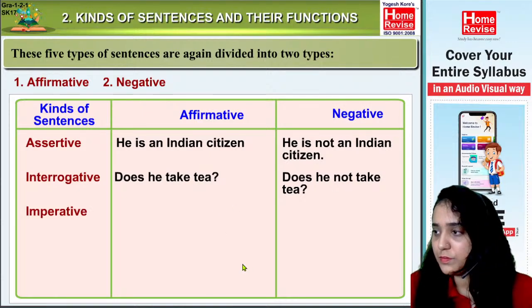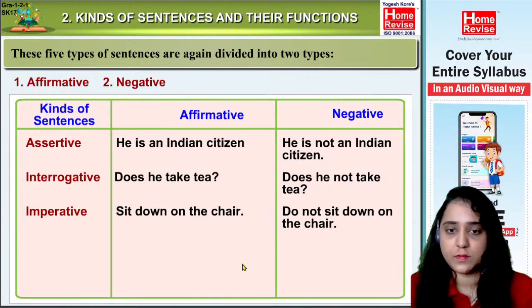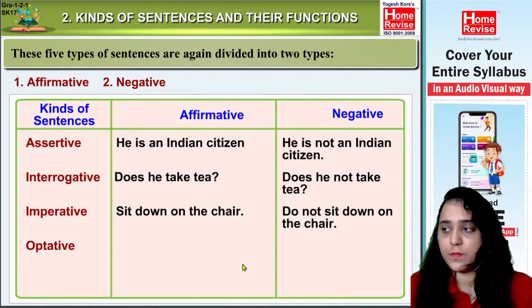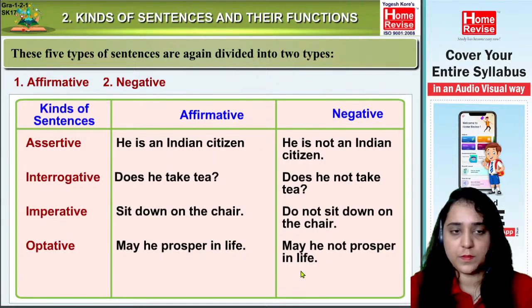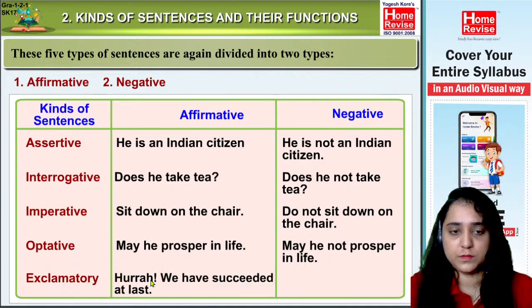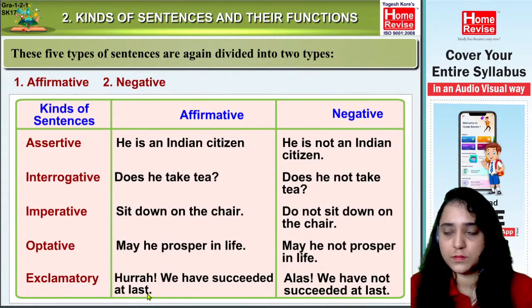Imperative, affirmative: Sit down on the chair. Imperative, negative: Do not sit down on the chair. Optative, affirmative: May he prosper in life. Optative, negative: May he not prosper in life. Exclamatory, affirmative: Hurrah! We have succeeded at last. Exclamatory, negative: Alas! We have not succeeded at last.